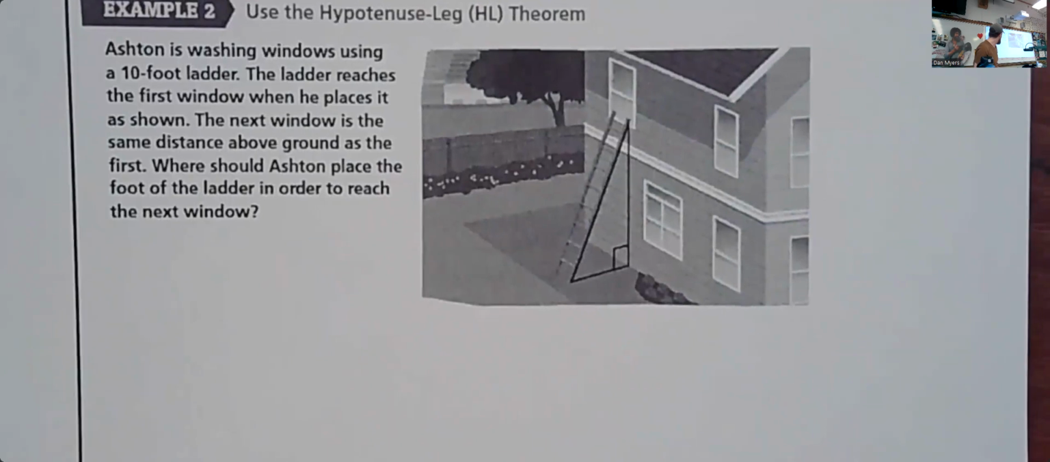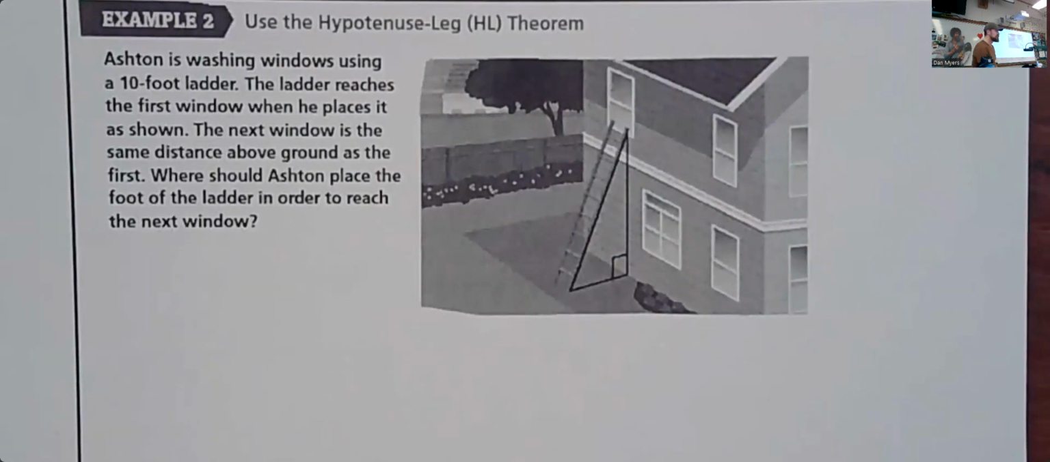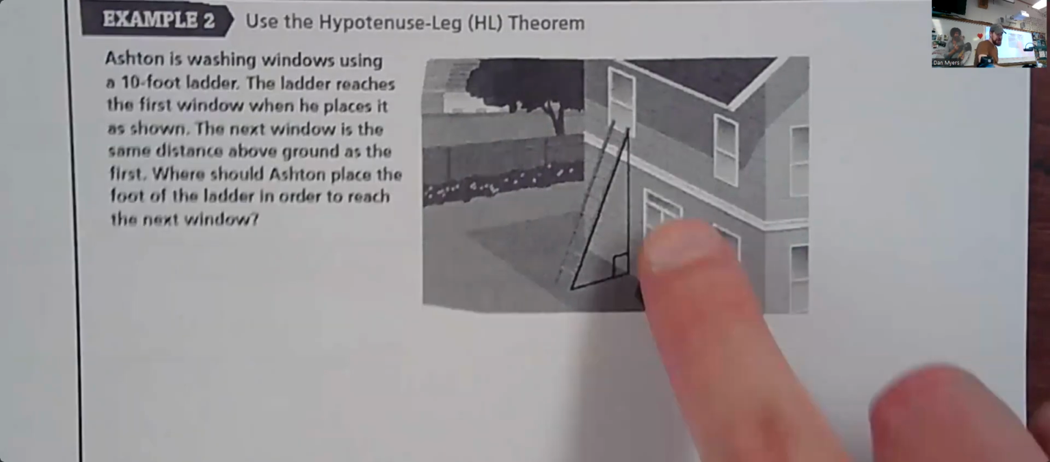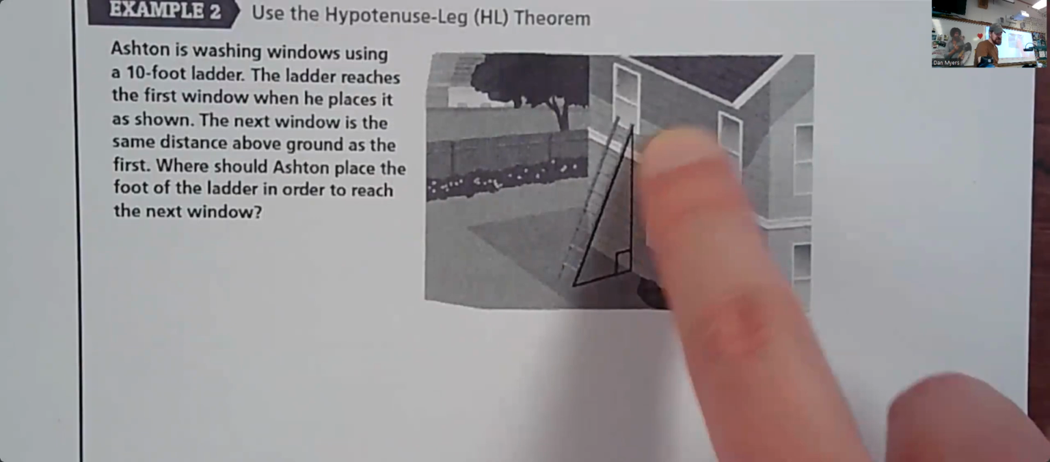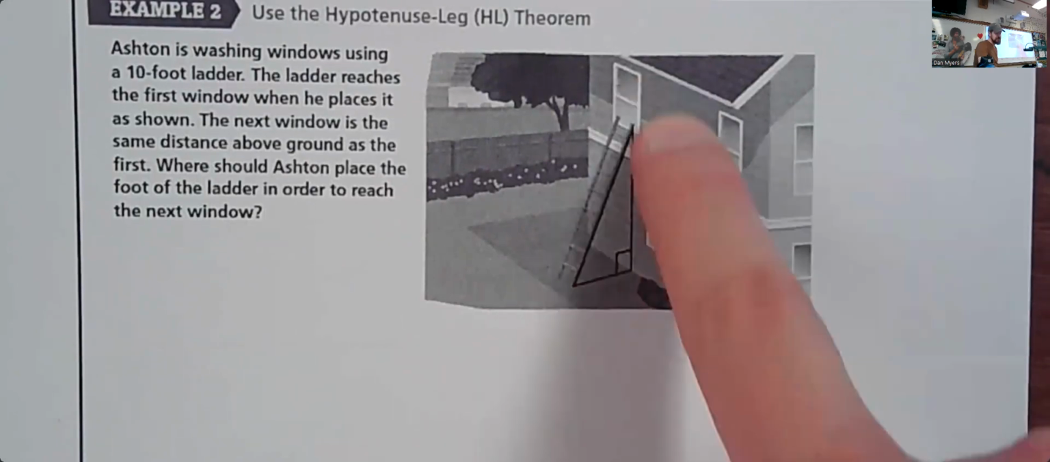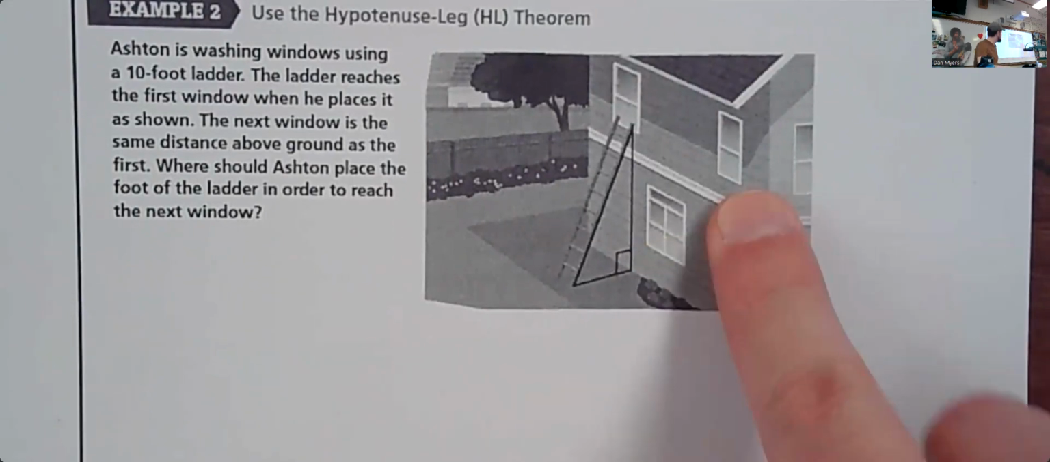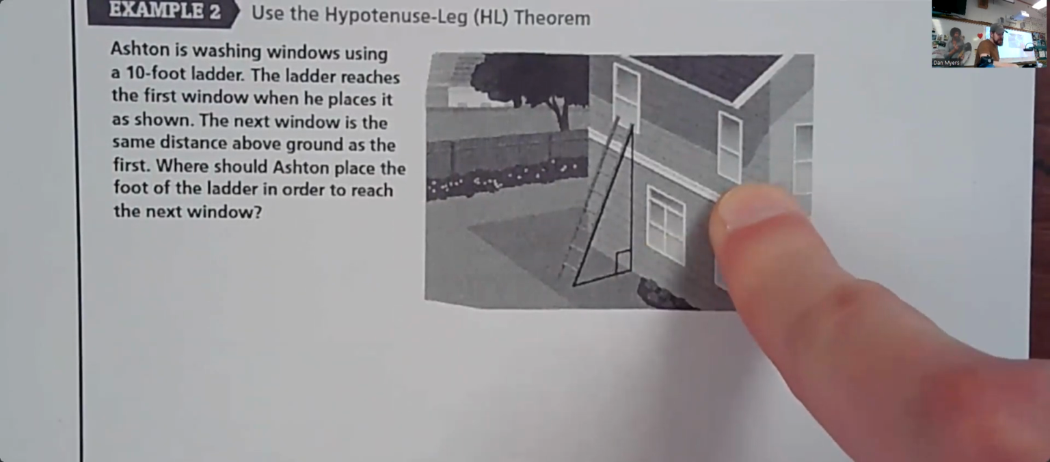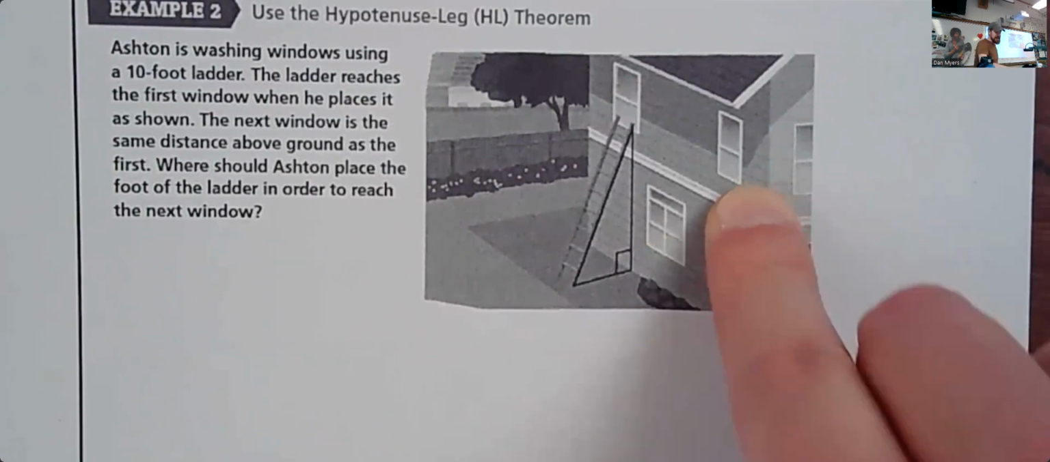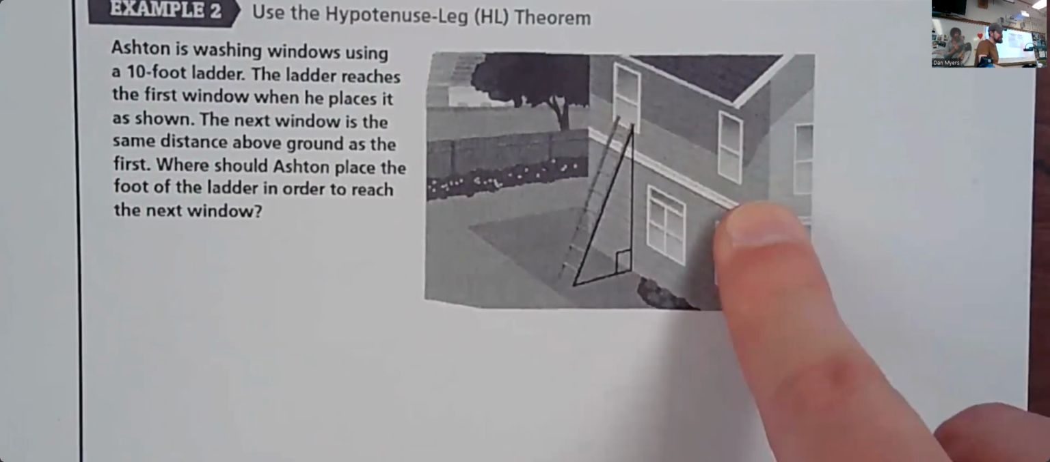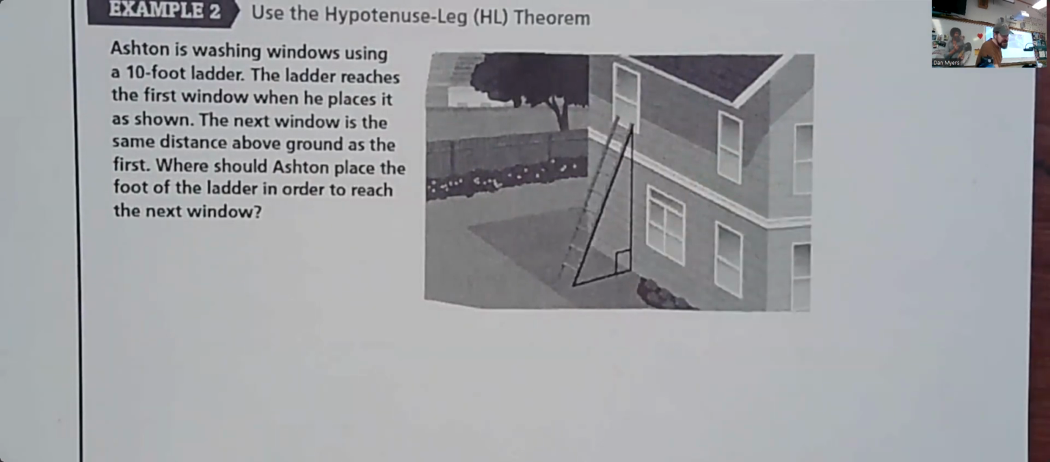Ashton, or Buddy, is washing some windows using a 10-foot ladder. And the ladder reaches the first window when he places it as shown. You'll notice what kind of triangle it forms with the house when the ladder leans up against it. The next window is the same distance above the ground as that one. You can see they're the same height above the ground. Where should Ashton place the foot of the ladder in order to reach the next window? In the same spot. Yeah, why?